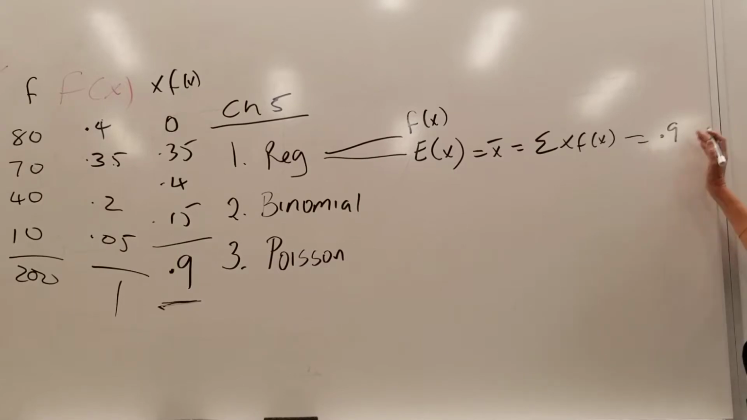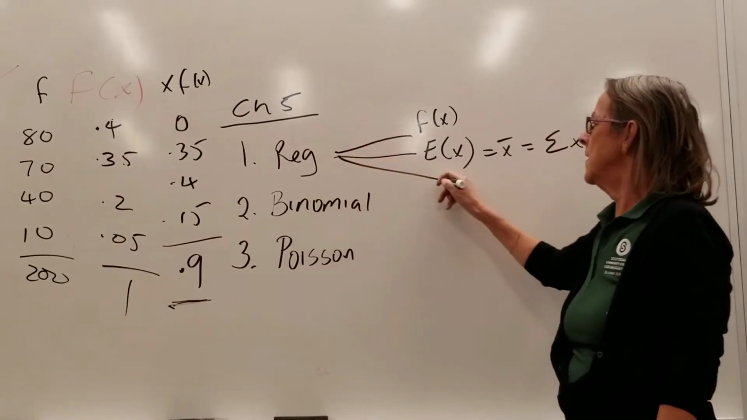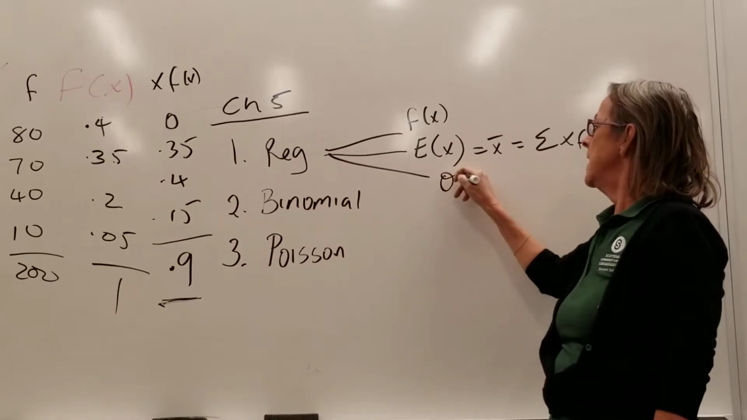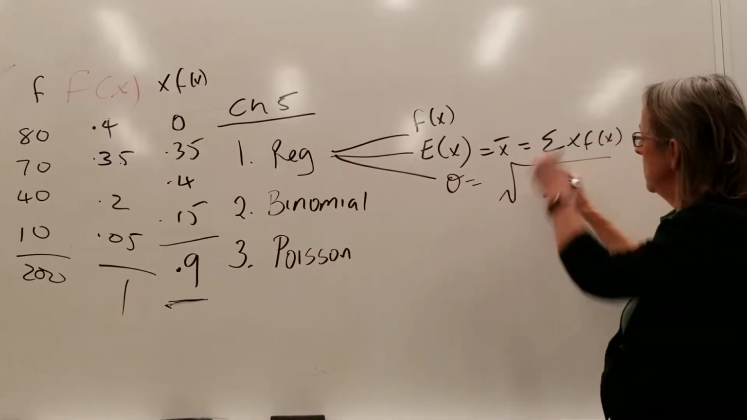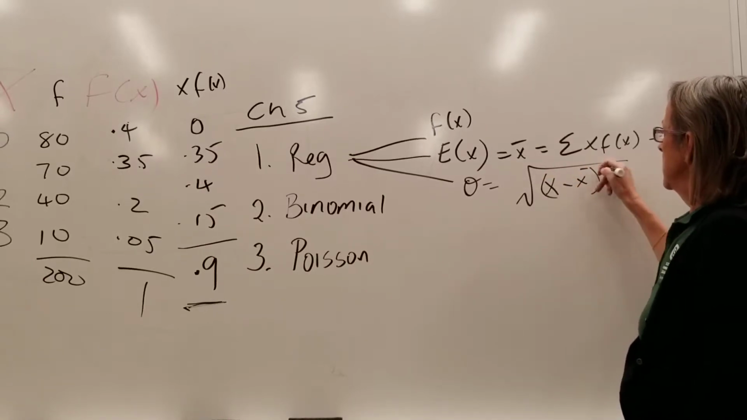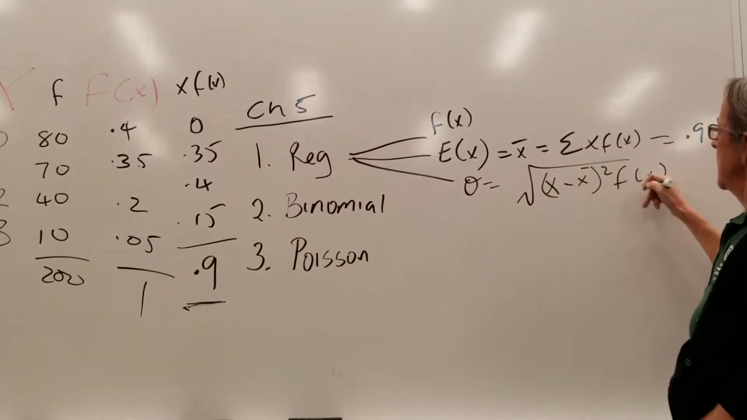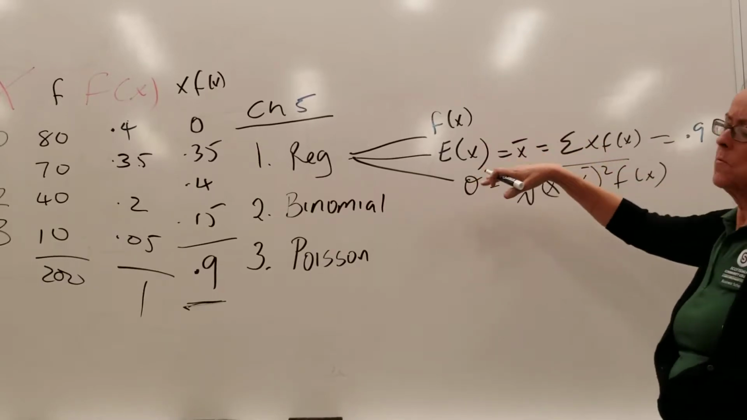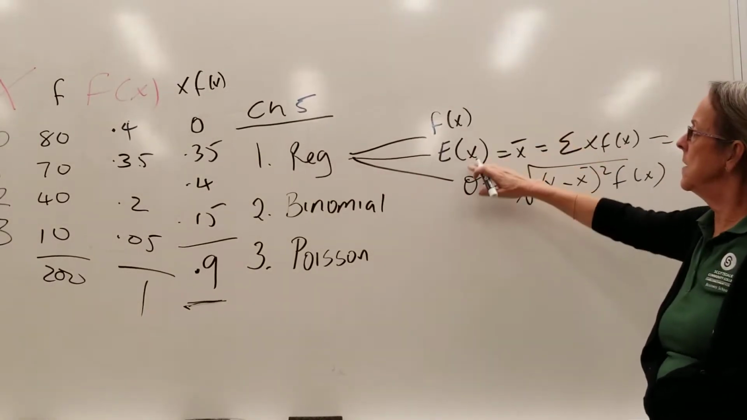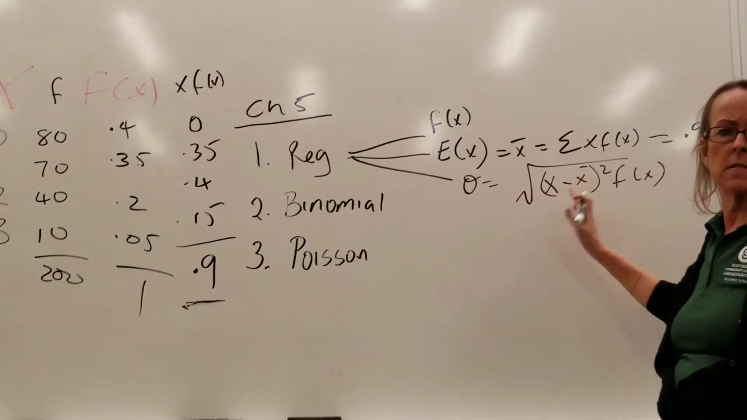Okay. We also calculate the variance or standard deviation. The standard deviation is the square root of the sum of each x minus the mean, squared, weighted by its probability. These are formulas on your sheet. But that's what you could be asked to do with a regular discrete problem. Come up with the probability distribution. What's the expected value? What's the standard deviation?